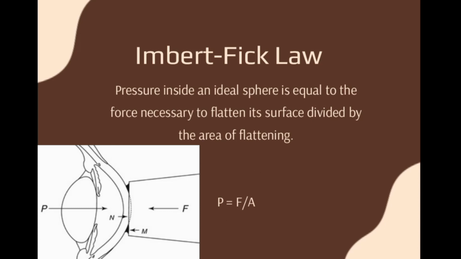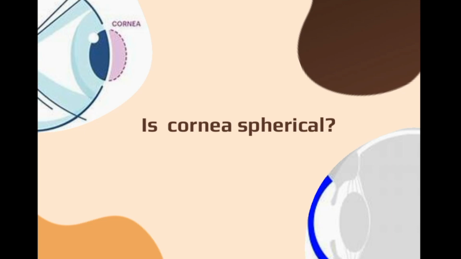What is an ideal sphere like? It is actually a circular shape. So the pressure of an ideal sphere is equal to the force necessary to flatten its surface, divided by the area of flattening, the surface you are flattening. So now P equals F over A. But we all know that this phenomenon describes the pressure of an ideal sphere, and cornea is not a sphere, cornea is aspheric, right? So for that you should understand this thing.